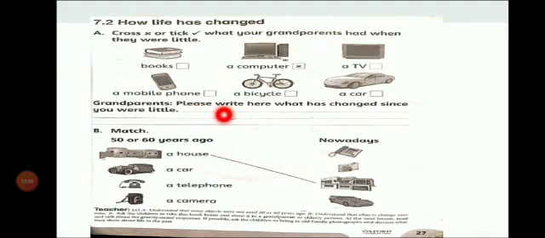Grandparents, please write here what has changed since you were little. Now this is the question that you are asking your grandparents. You have to imagine that you are asking it from your grandparents: please write here what has changed since you were little. Now you are doing the assessment. Keep in mind, if you ask this question to your grandparents, what would they answer?